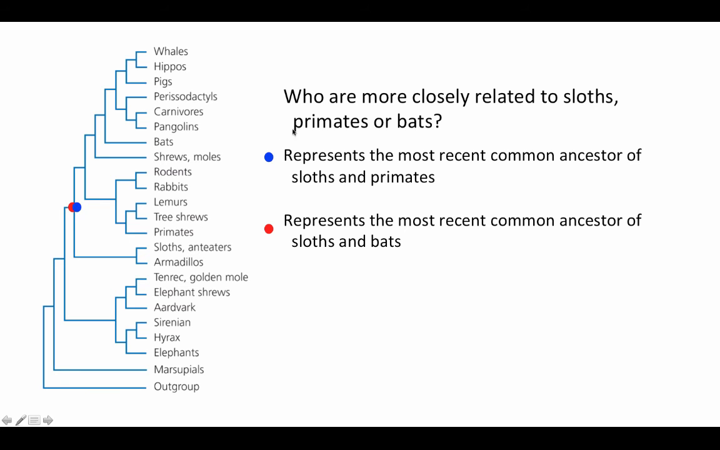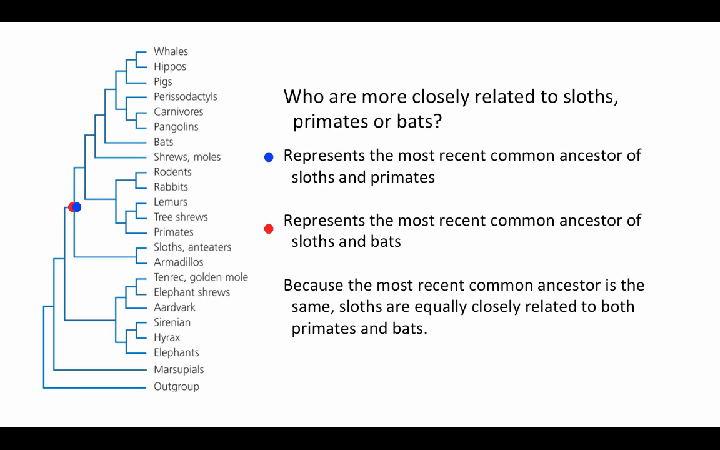What that means is that primates and bats are both equally closely related to sloths. Primates and bats are more closely related to each other than either of them are to sloths. So their common ancestor is right here, further out. But they're both equally closely related to sloths. This is just like the situation with the bluefish and the greenfish, both being equally closely related to the whitefish and more closely related to each other. So we say because the most recent common ancestor is the same most recent common ancestor, sloths are equally closely related to both primates and bats.